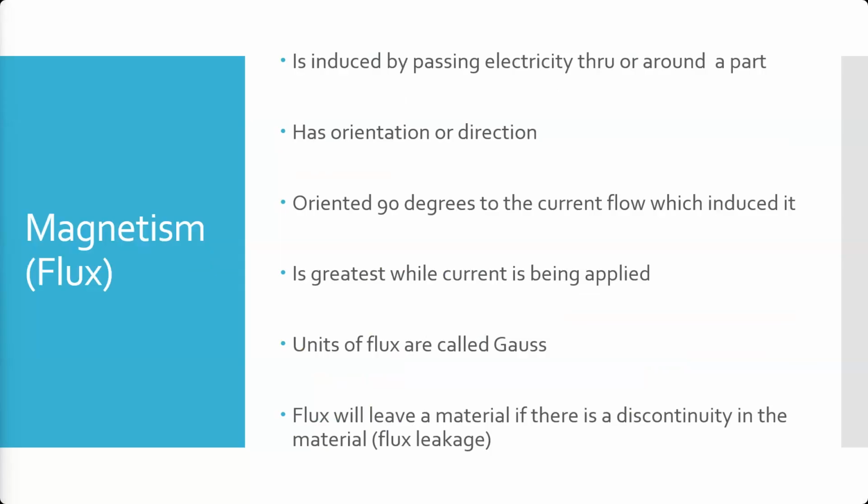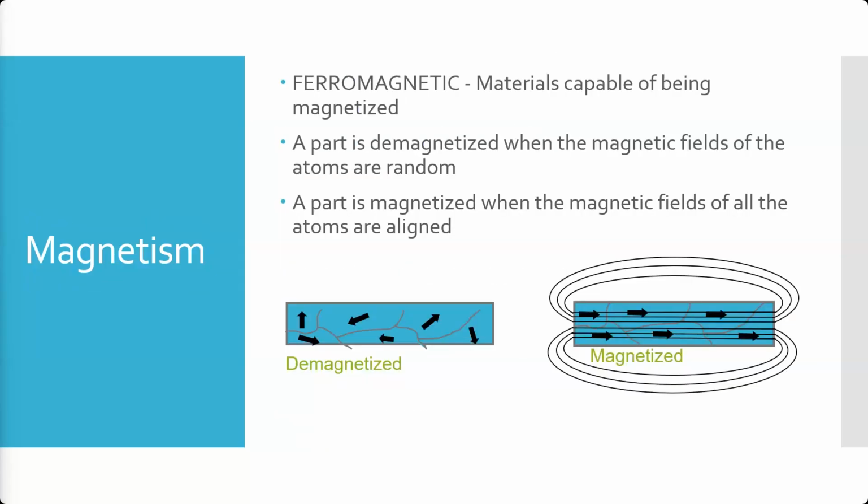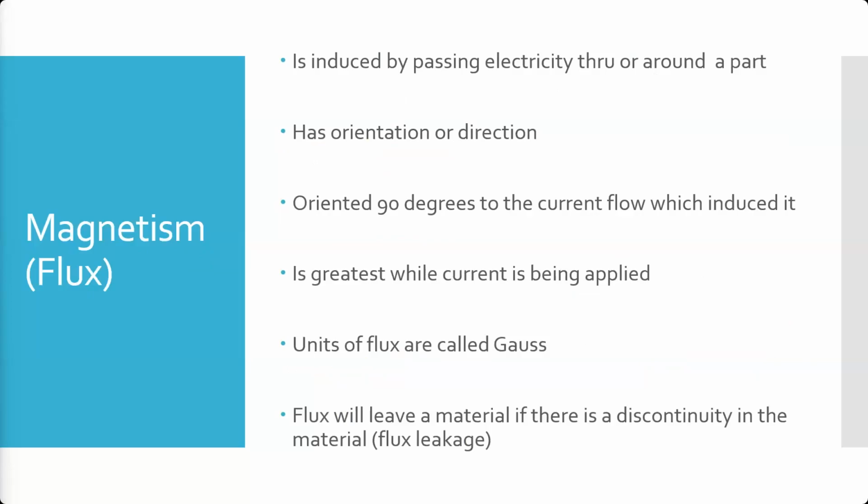The strength of this magnetic field is measured in a unit called a Gauss. A Gauss is a unit of the magnetic field. I don't even have a good way of describing it beyond that. When people ask me what a Gauss is, it is the unit of magnetic flux, how strong the field is. And what you can see here, at the bottom, is that flux will leave a material if there's a discontinuity in the material. This is known as flux leakage. The magnetic flux will jump off the part.